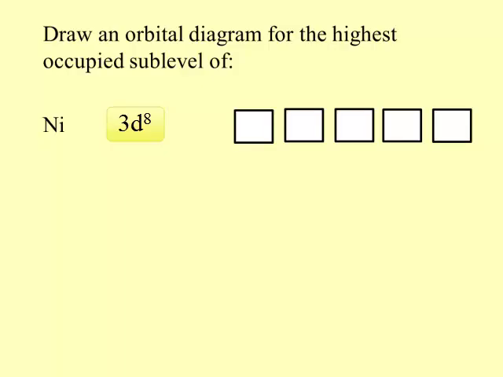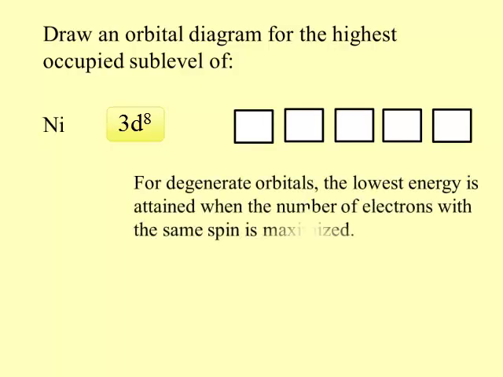How do electrons fill these orbitals? Hund's rule says that electrons won't pair until they have to. Even more specifically, Hund's rule says that for degenerate orbitals, the lowest energy is attained when the number of electrons with the same spin is maximized. Putting all that together means put electrons into separate orbitals drawn with the same spin for as long as possible.